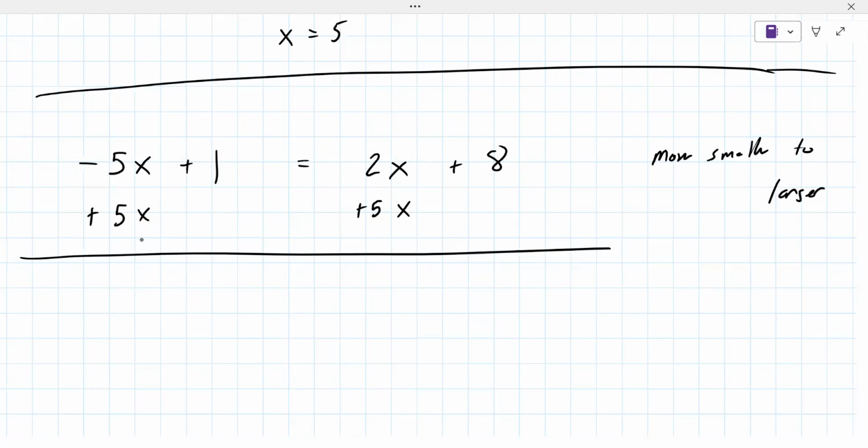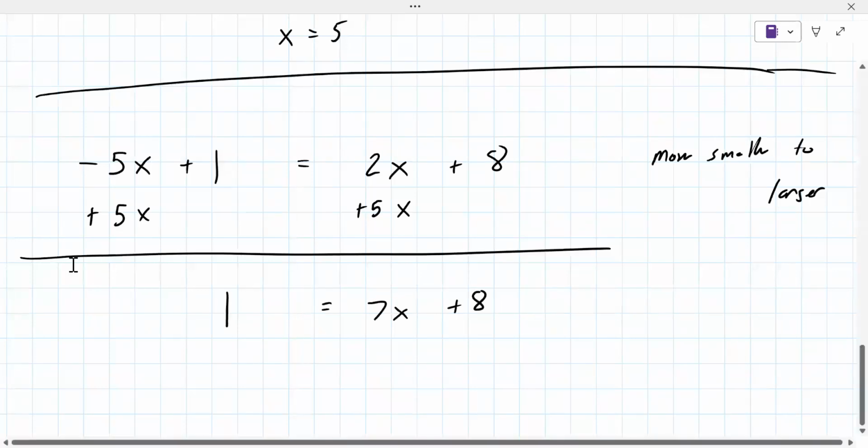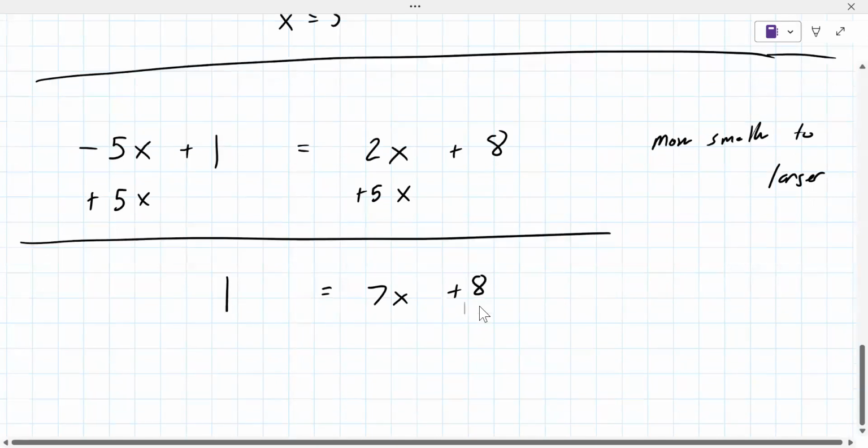X equals 7. So 1 equals 7x plus 8. What did you do next? I just did the same thing. Oh, I mean, you now look at the side with the variable. How do you undo addition? You have to subtract.